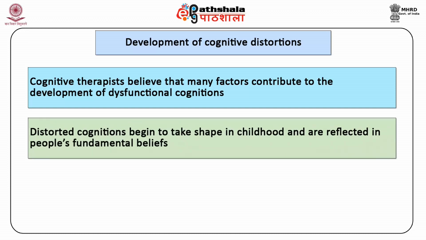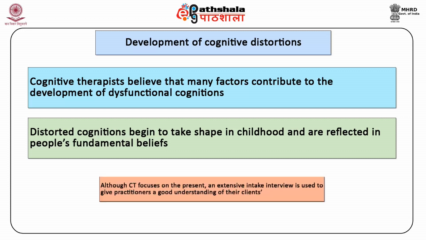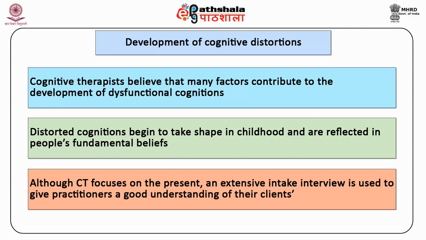Distorted cognitions begin to take shape in childhood and are reflected in people's fundamental beliefs. This makes people more susceptible to problems that impinge on their cognitive vulnerability. Although CT focuses on the present, an extensive intake interview is used to give practitioners a good understanding of their client's history, development, and background.